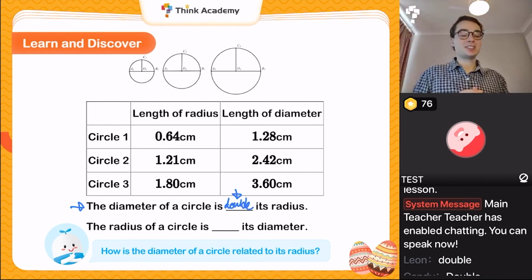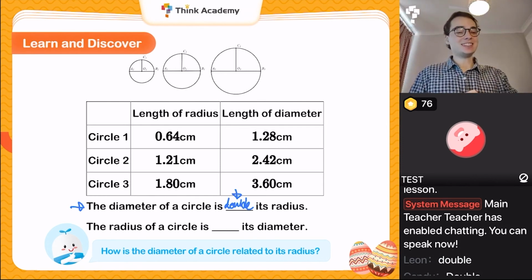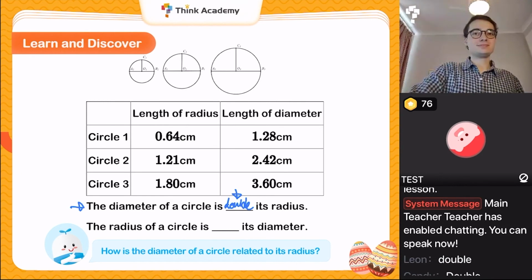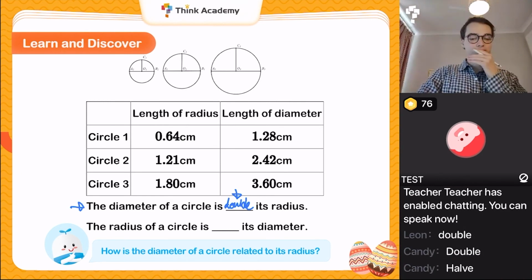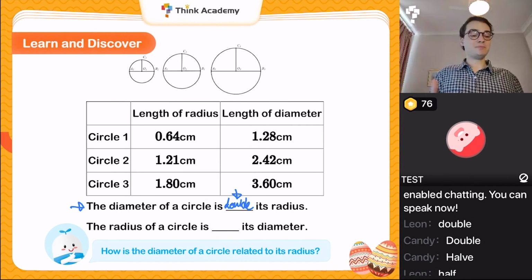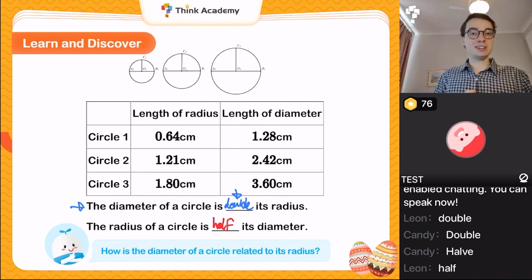So the radius of the circle is blank its diameter. What do we think should go in that second blank? Okay, Candy says half. That sounds good to me. So if you halve the diameter, you can then get back to the radius. So we're going to say the radius of the circle is half of its diameter.